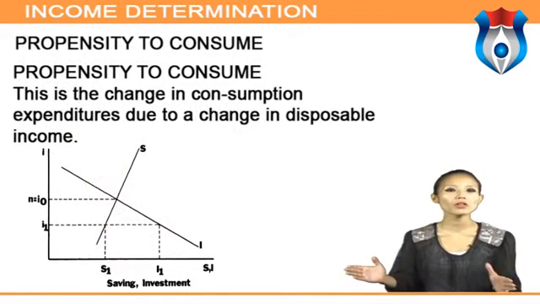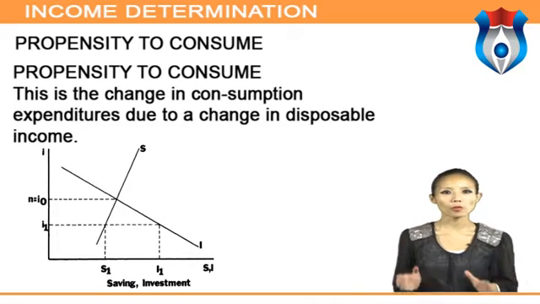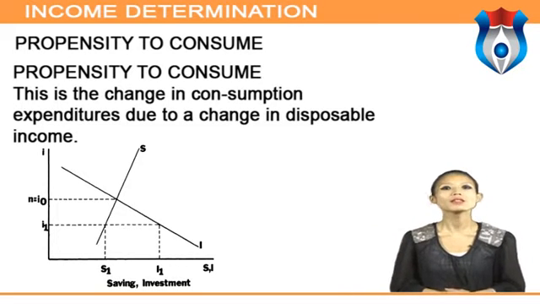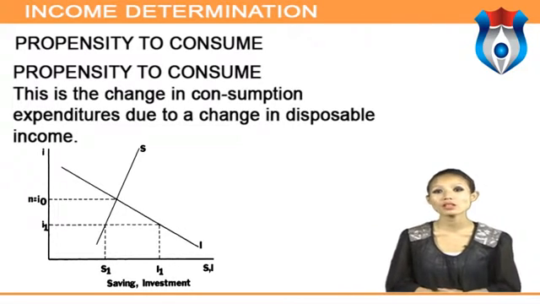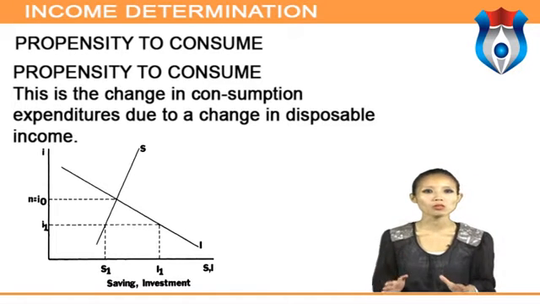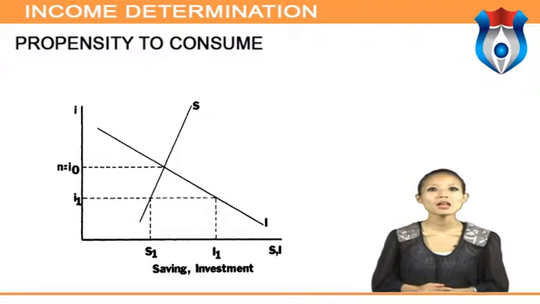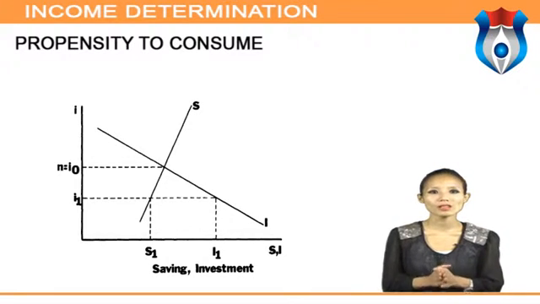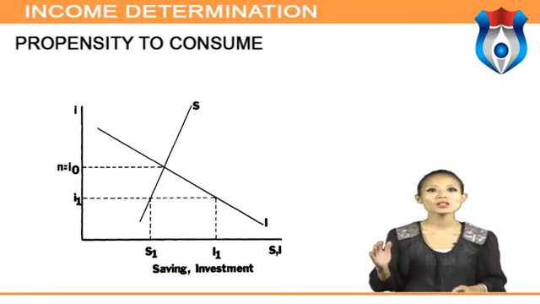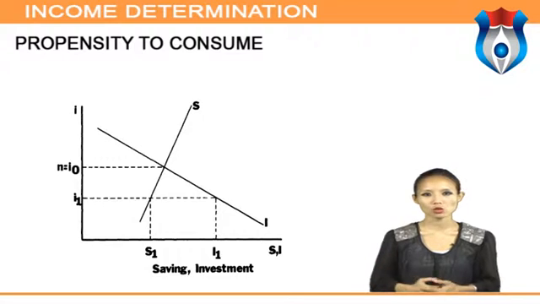Now we will move further and study propensity to consume. This is the change in consumption expenditure due to a change in disposable income. Abbreviated MPC, the marginal propensity to consume is the slope of the consumption or propensity to consume line that forms the foundation for Keynesian economics.